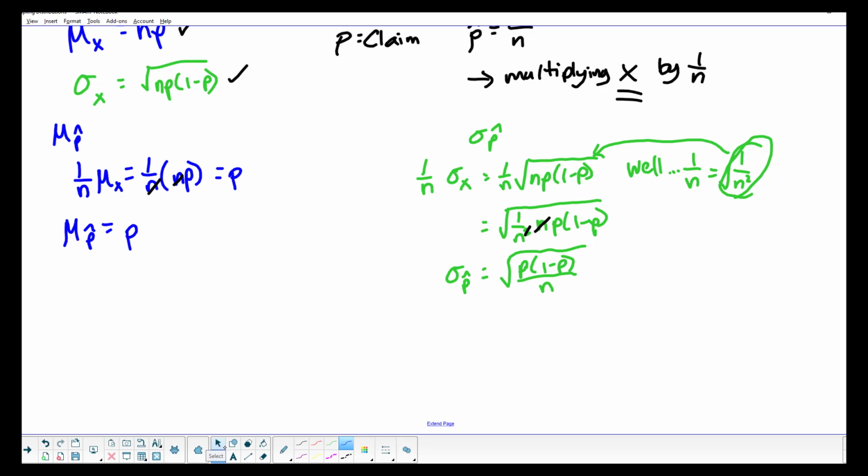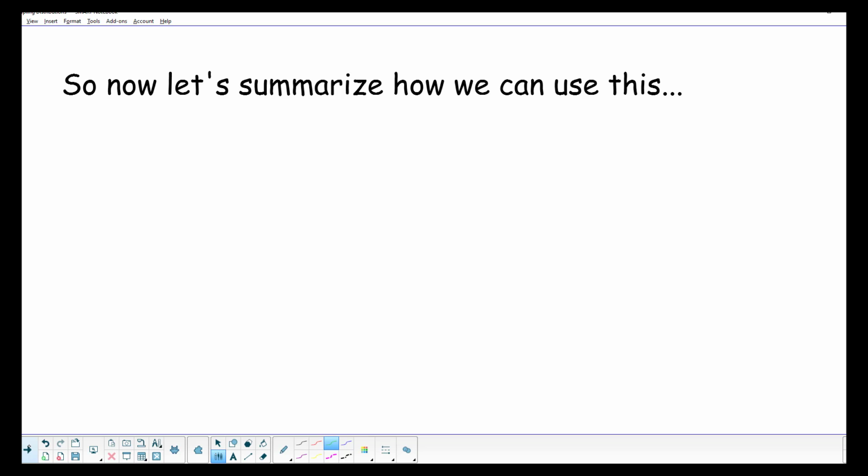3, 2, 1. So now this is actually really powerful for us because we now know what the center of the sampling distribution of sample proportions would look like, and we also know what the spread would be. If we know what the center and spread of all possible samples should look like, we'll be able to compare different samples and how likely they are to occur compared to one another. So let's take a moment and summarize how we can use this.